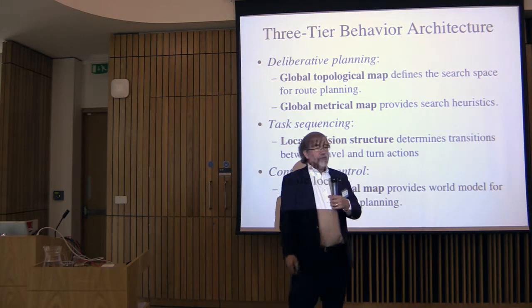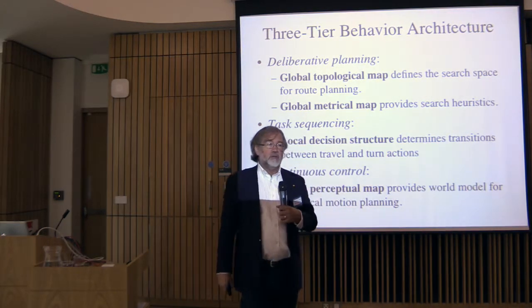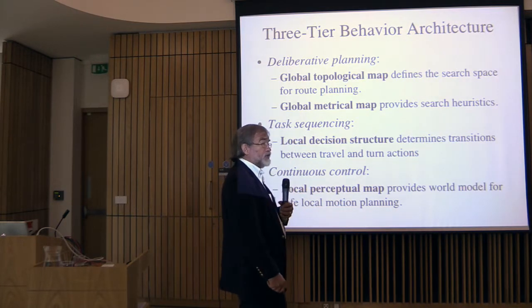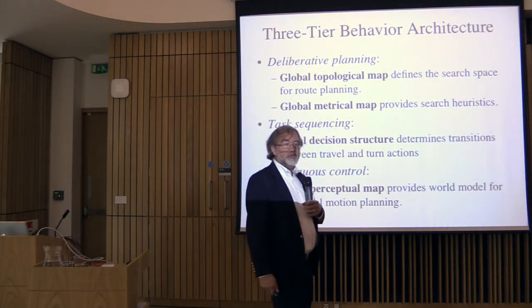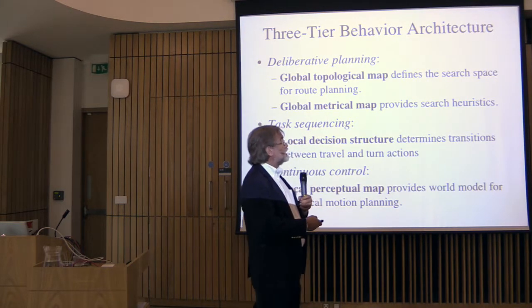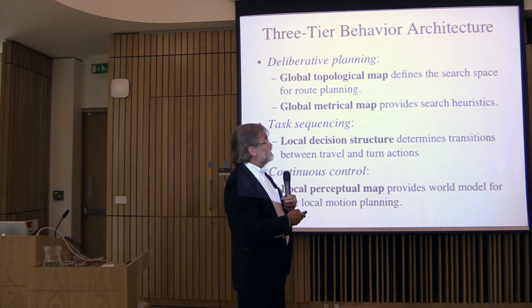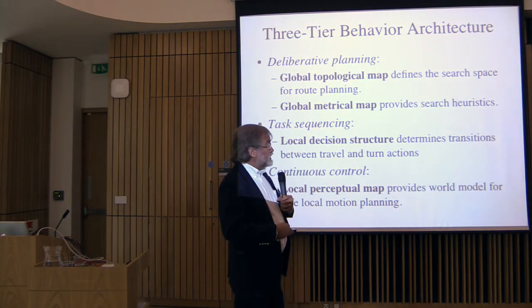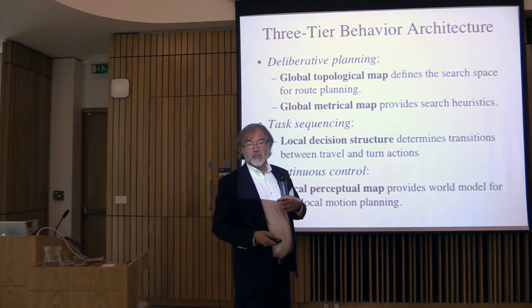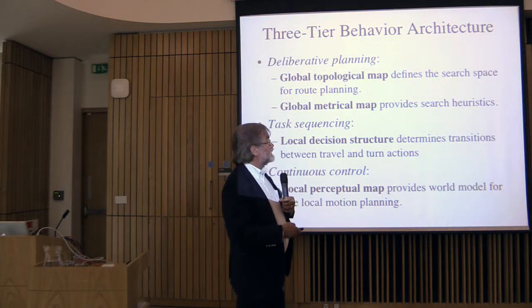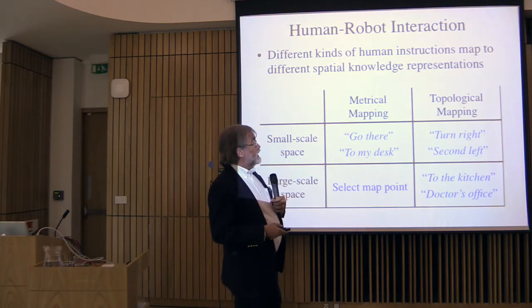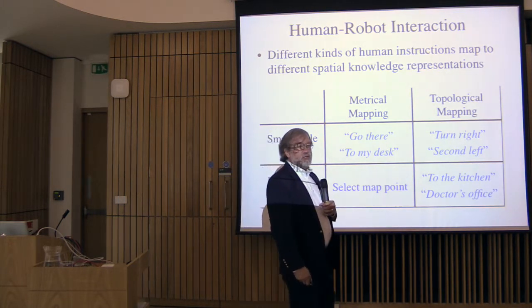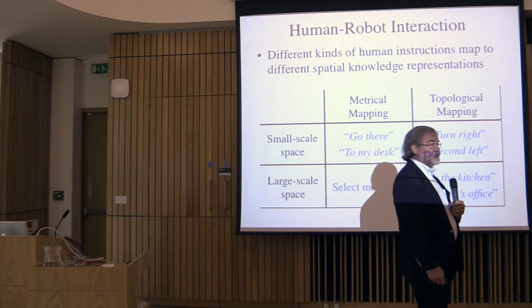Now, there's also behavior architectures that have been proposed over the years in AI, and these three-tier behavior architectures that are grounded in continuous control and then do task sequencing and deliberative planning, those fit very nicely with the different representations in the spatial semantic hierarchy here. Human-robot interaction also fits very well with this structure.